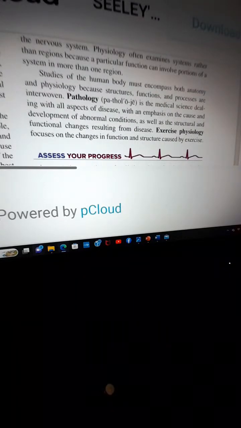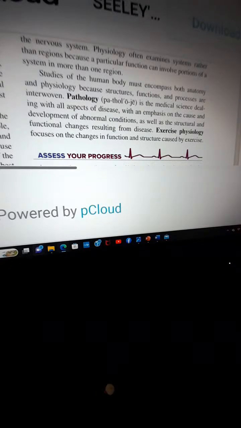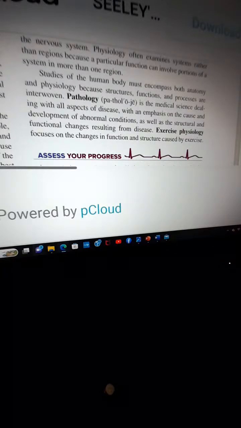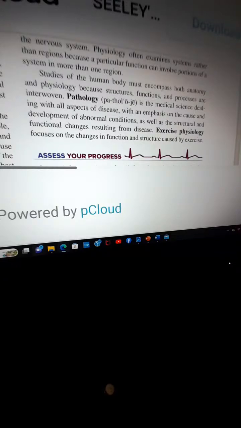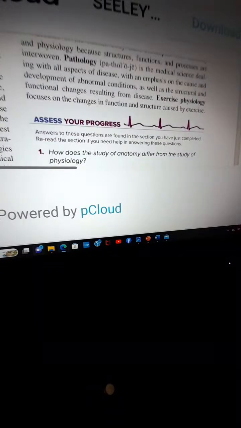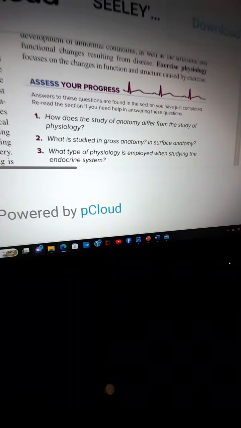Studies of the human body must encompass both anatomy and physiology. Pathology is the medical science dealing with the aspects of disease, with an emphasis on the cause and development of abnormal conditions, as well as the structural and functional changes resulting from disease. Exercise physiology focuses on the changes in function and structure caused by exercise. And we aren't going to go into all of that now.